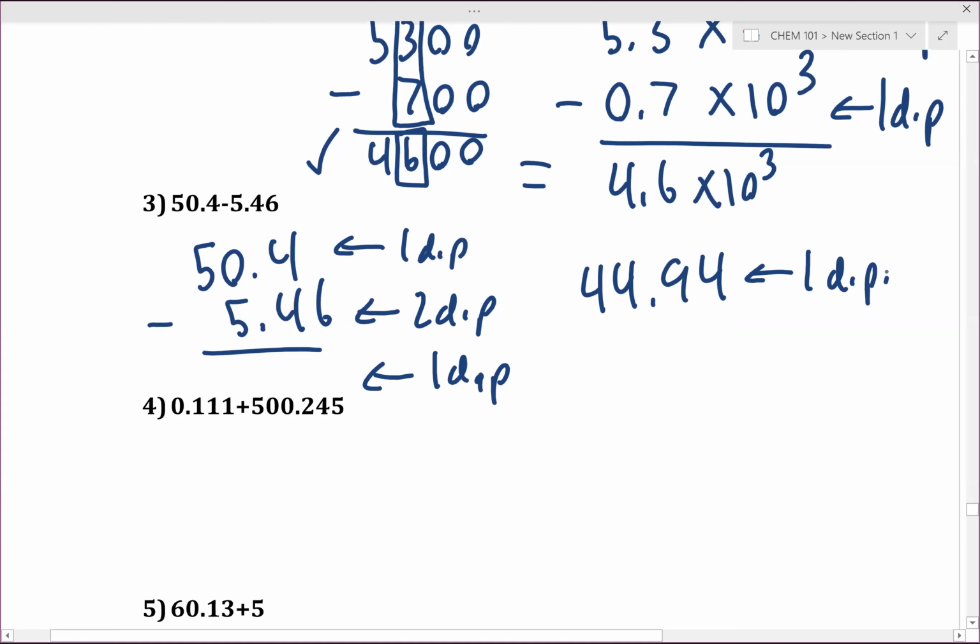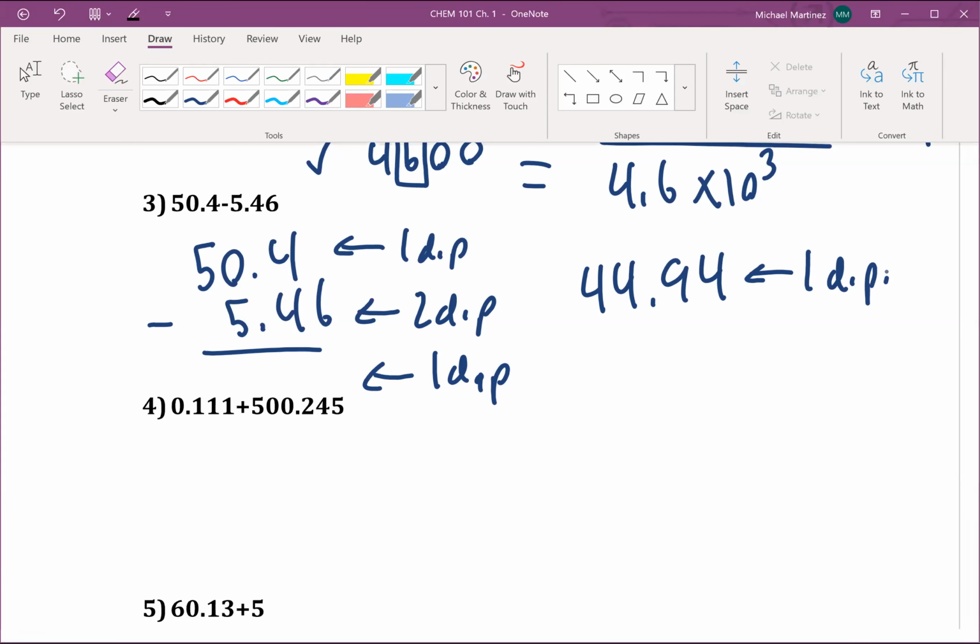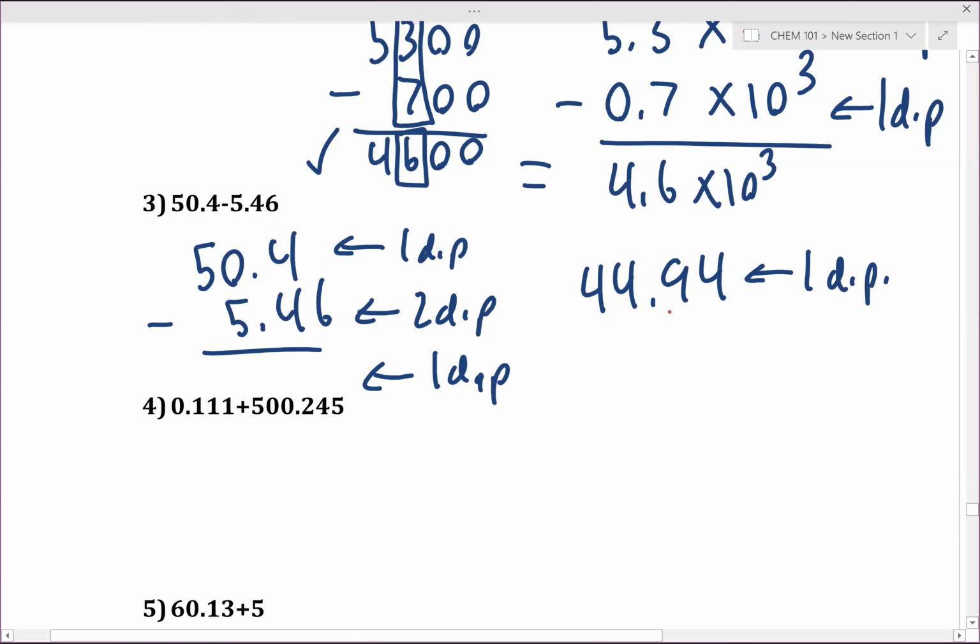So now let's switch pen colors. Our first decimal place is in the 9. We look 1 space to the right. Is 4 greater than or less than 5? Less than. So do we round up or down? Down. So that gives us as our final answer 44.9 with 1 decimal place. Does that make sense to everyone?